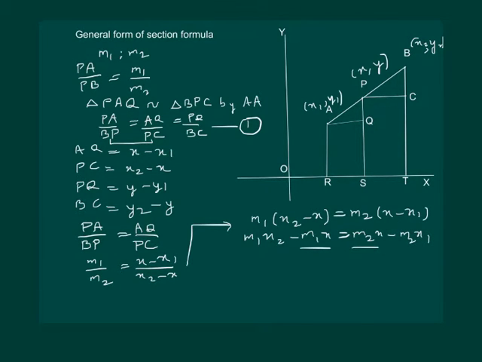X terms on one side will give us m1 x2 plus m2 x1 equal to m2 x plus m1 x. Solving further, we will get x equal to m1 x2 plus m2 x1 whole by m1 plus m2.